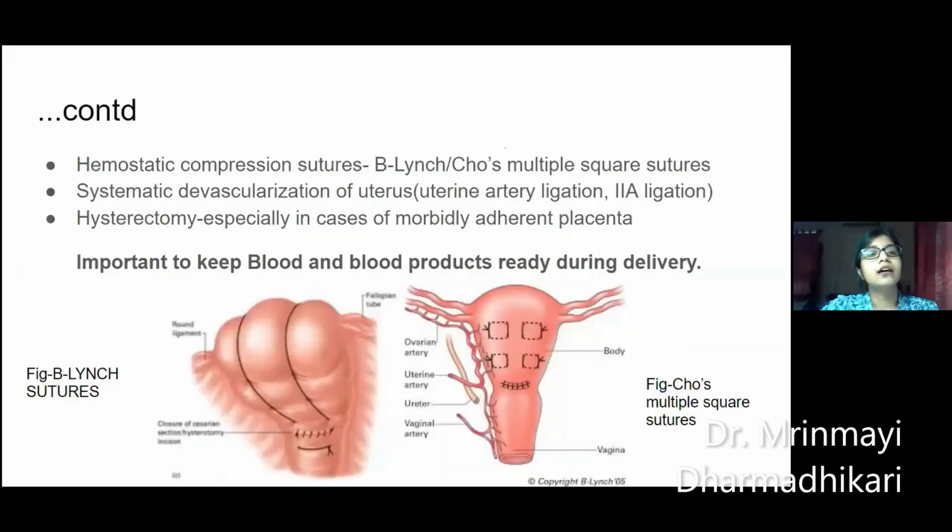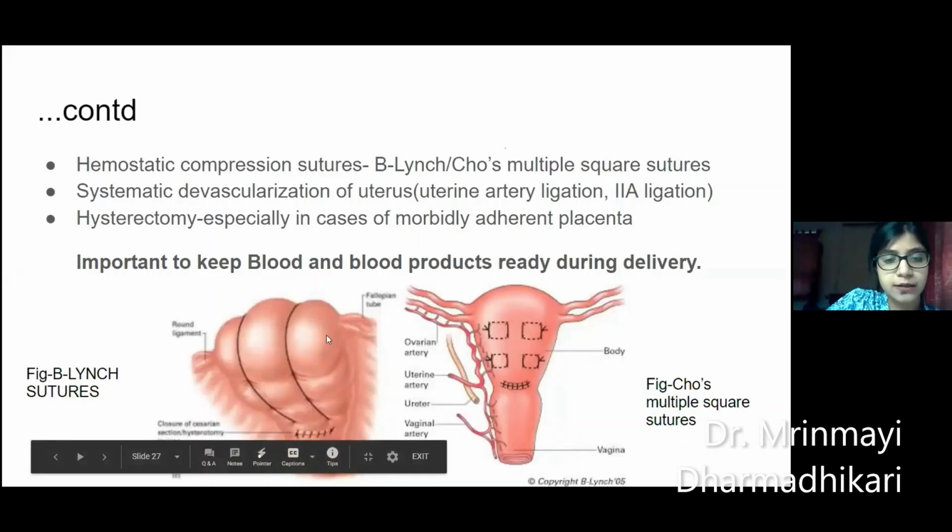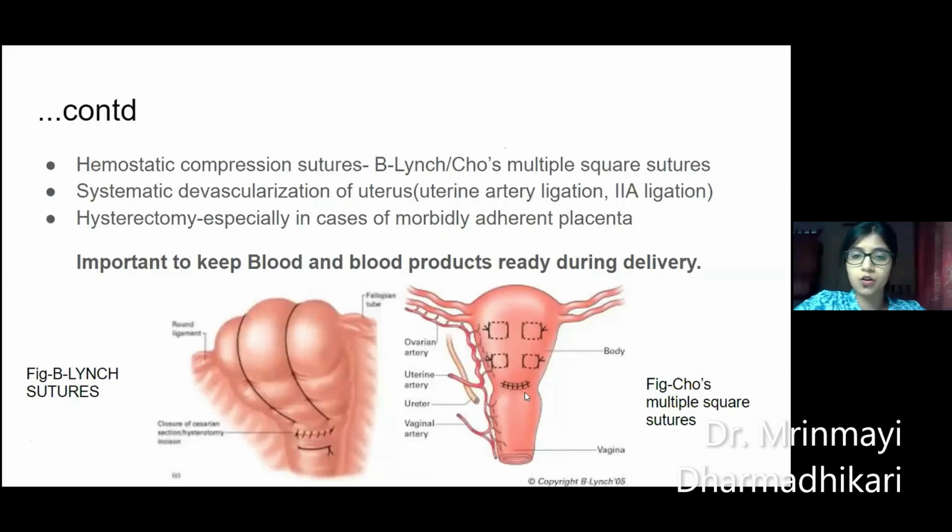Other methods of controlling PPH: hemostatic compression sutures. You can see the diagrams over here, the figures. B-Lynch sutures, Cho multiple square sutures, or a combination of these can be used. In this, the anterior and posterior uterine walls are compressed against each other. That prevents bleeding. Next step, systematic devascularization of the uterus. That includes uterine artery ligation, ligation of the utero-ovarian anastomosis, and internal iliac artery ligation.